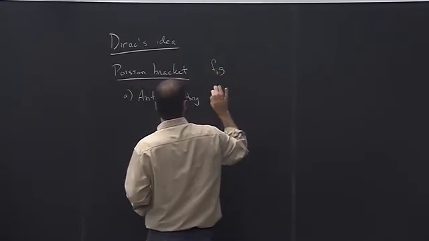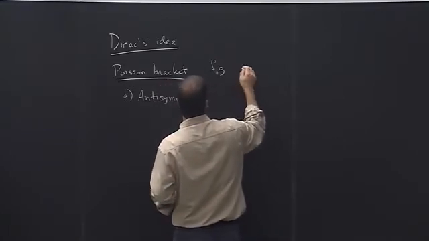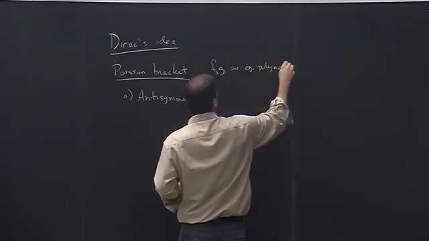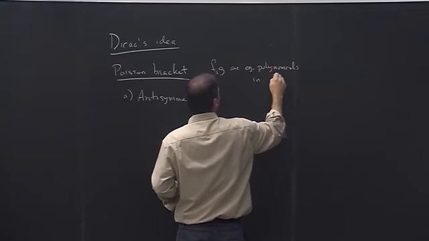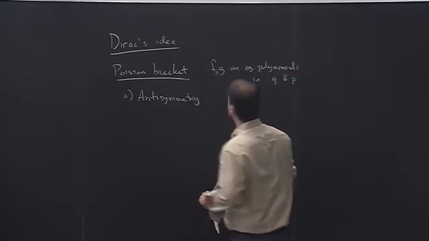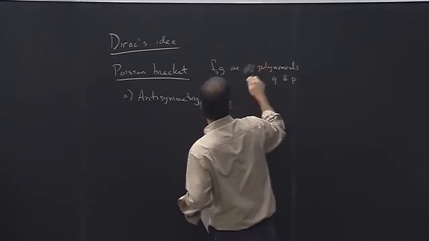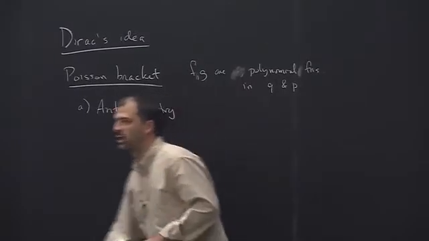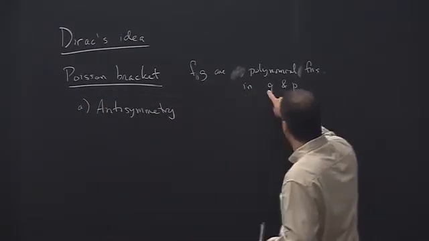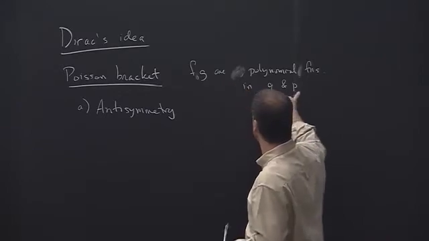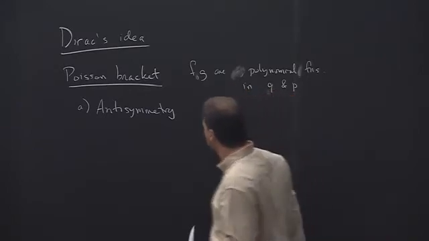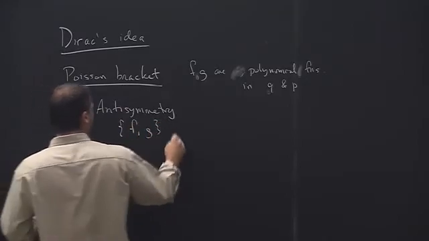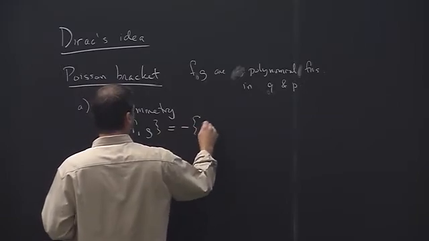I don't know how to prescribe exactly what that space is, but just think of them as polynomials in Q and P. Let's just say we're dealing with polynomials. So we have variables Q and P, and functions that are polynomials in Q and P. The antisymmetry condition is that the bracket between F and G is equal to negative GF.